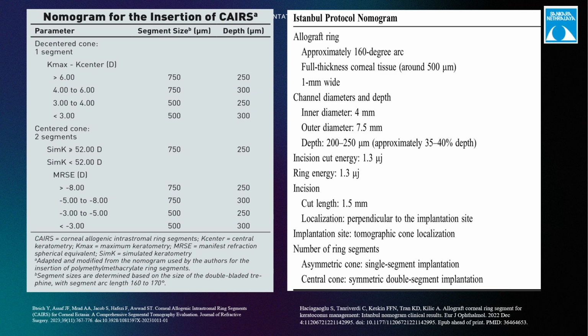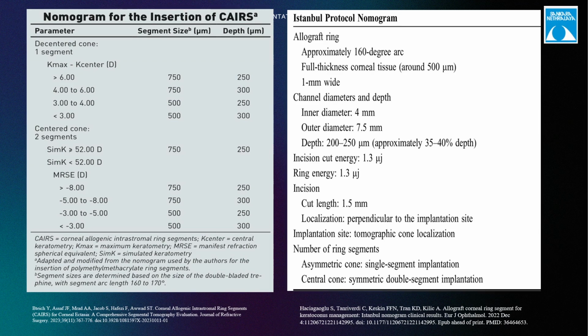Then for centered cones, we will be using 2 segments. So similarly, they have described it as at what depth they will be putting it. Most of them don't put it more than 300 microns depth. And the Istanbul protocol, like we have discussed, approximately the size of the ring will be 160 degrees. It will be 1 mm wide.